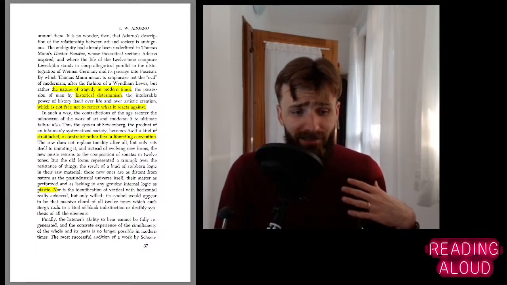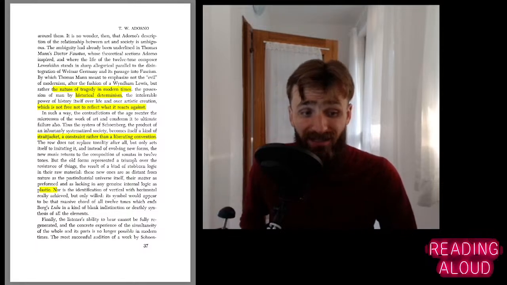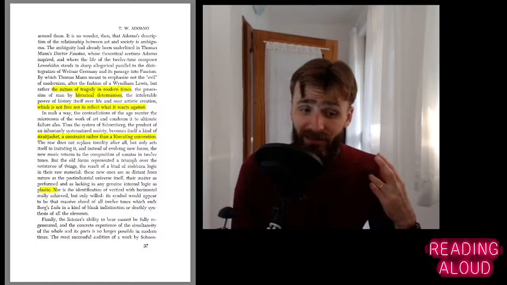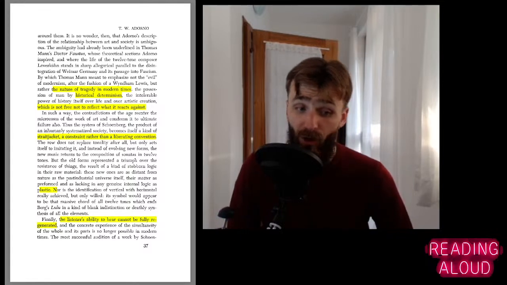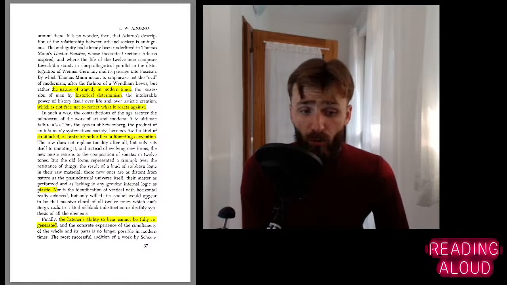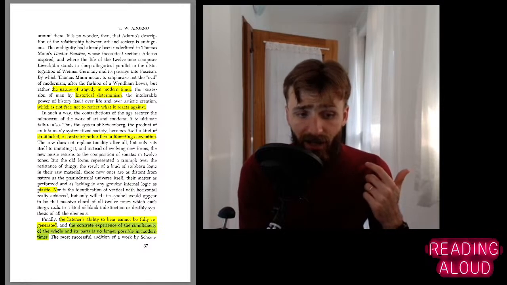Nor is the identification of vertical with horizontal rarely achieved, but only willed. Its symbol would appear to be that massive chord of all 12 tones, which ends Berg's Lulu in a kind of blank indistinction or deathly synthesis of all the elements. Finally, the listener's ability to hear cannot be fully regenerated, and the concrete experience of the simultaneity of the whole and its parts is no longer possible in modern times.